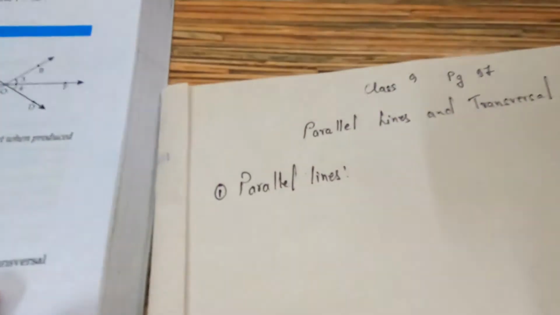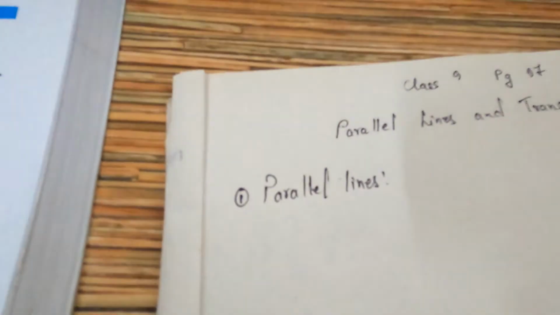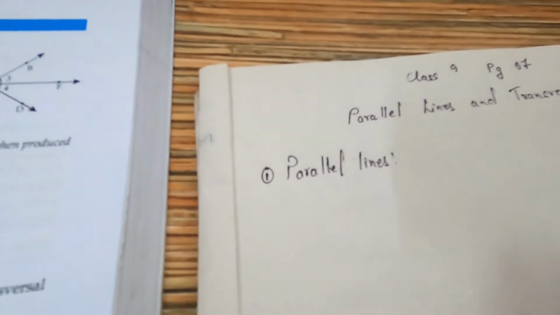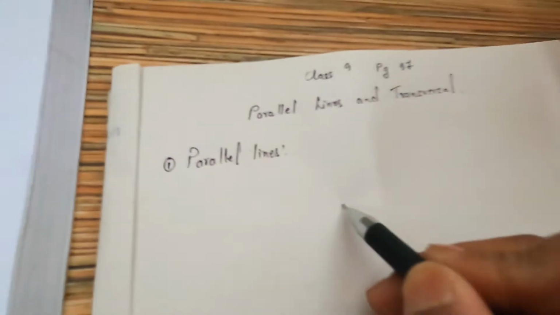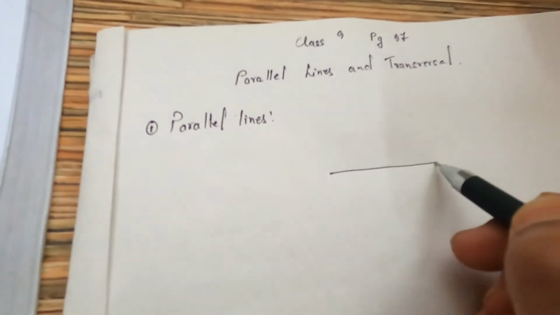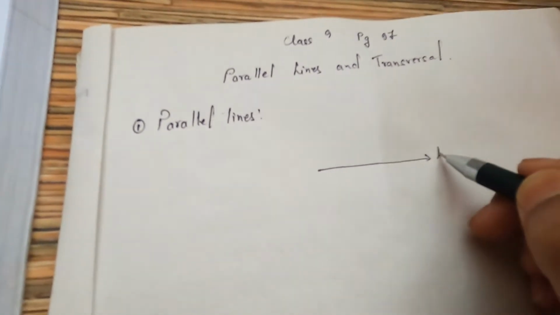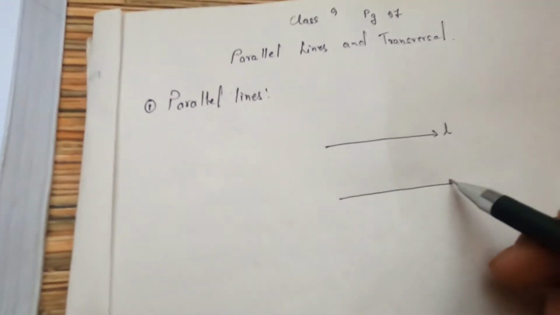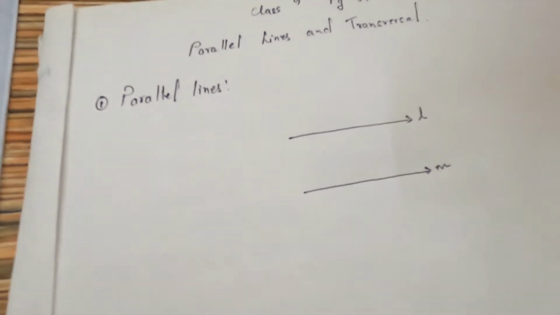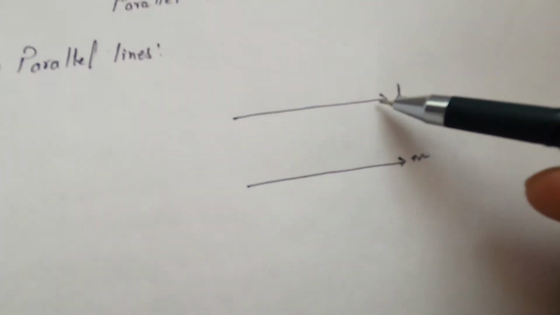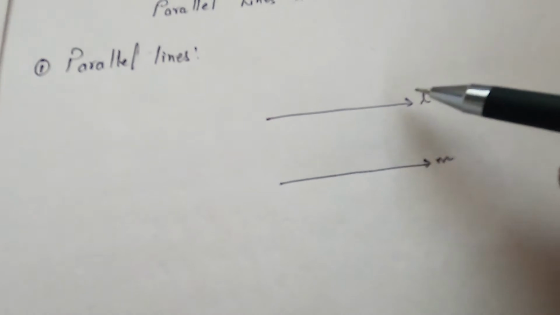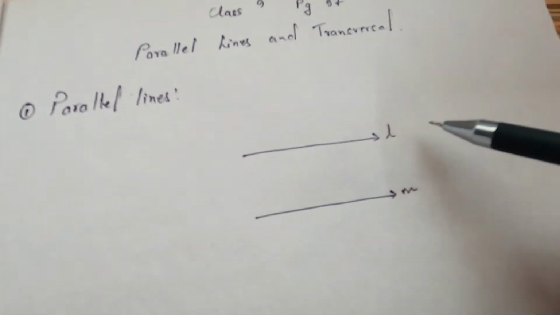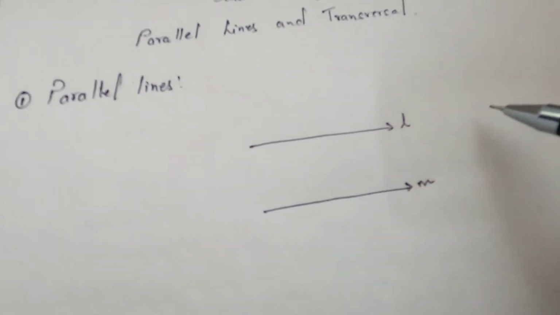So what are parallel lines? Parallel lines are very easy to understand. We have two lines. So let us say that this is line L and this is line M. So we can say that these two lines are parallel lines because when we produce them, they will never meet.